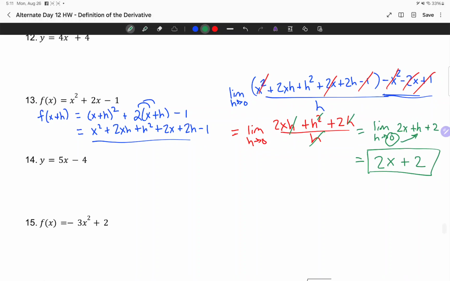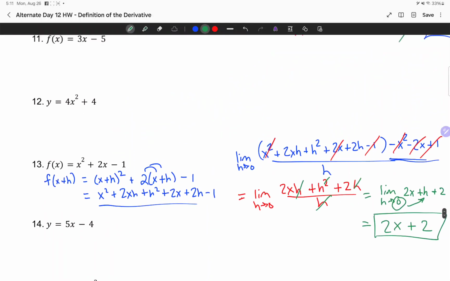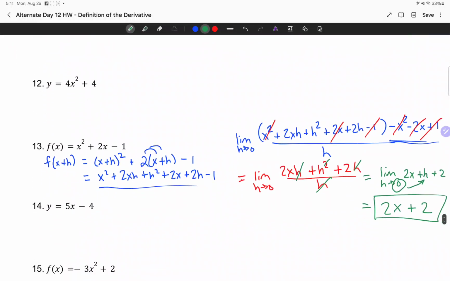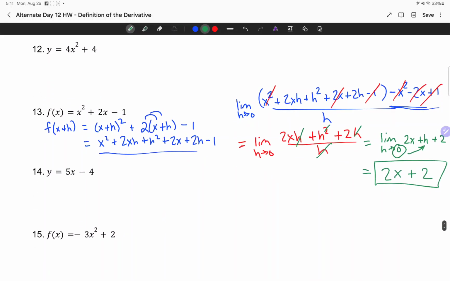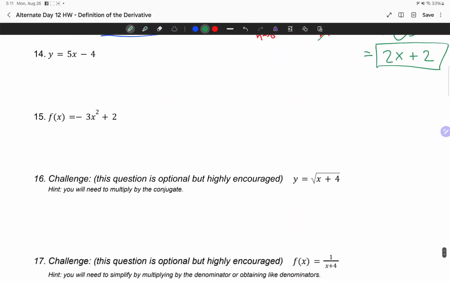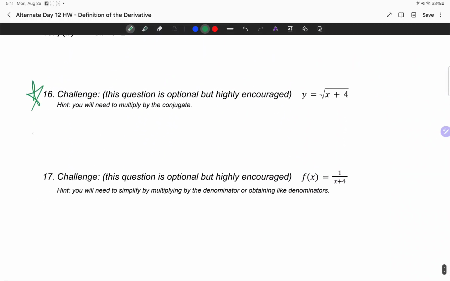Okay. 14 is very similar to 10. And then 12 and 15 with the x squareds are similar to 13. So you have some examples to help you out. 16 and 17 are both optional. It's not extra credit. It's just if you want to try it, I would encourage you to try it.